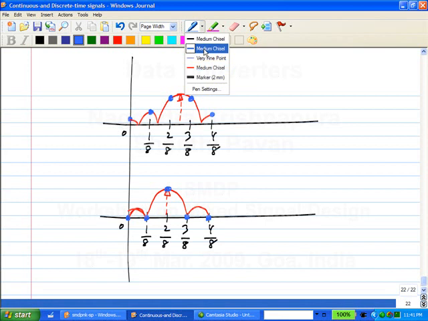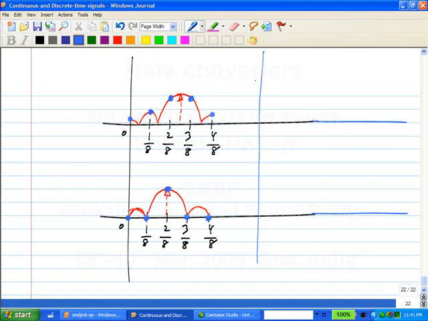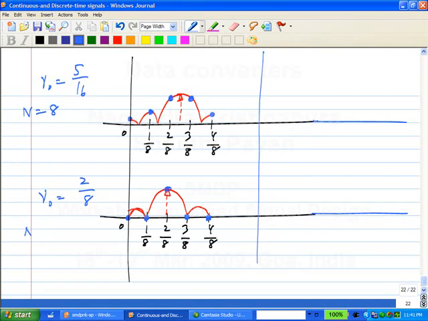So let me redraw the stuff separately. If nu naught happened to be between these two, 2 by 8 and 3 by 8, which is 5 by 16, and I have taken n to be 8. Okay, that is, I am operating with 8 points. Let's say 8 points are all I can afford. Obviously, you can do more, but for this I will use 8. And in this case, nu naught is 2 by 8 or 1/4. And again, n equals 8.